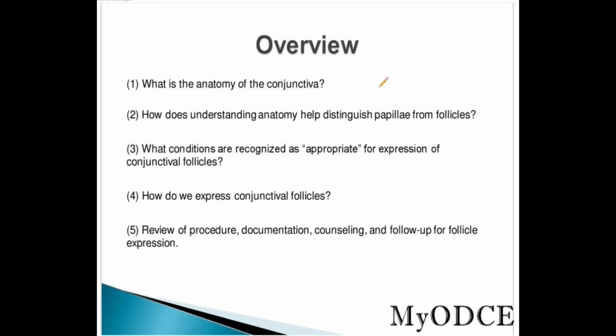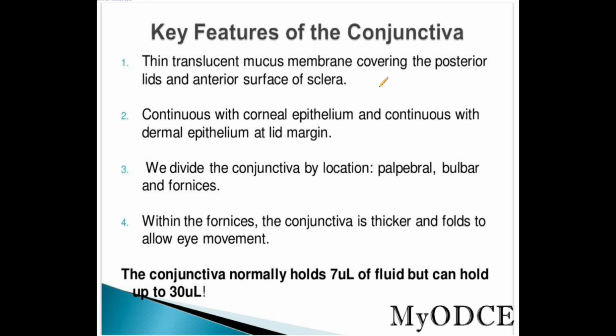Right. So, beginning with key features of the conjunctiva, while we take it for granted, it's nice to think a little bit about what it is. A thin, translucent mucous membrane covering the posterior lids and anterior surface of the sclera. It is continuous with the corneal epithelium and also continuous with the dermal epithelium at the lid margin. We divide the conjunctiva by location as follows: palpebral, bulbar, and fornices. Within the fornices, the conjunctiva is thicker and does fold to allow for eye movement. And while it normally holds 7 microliters of fluid, it can hold up to 30.